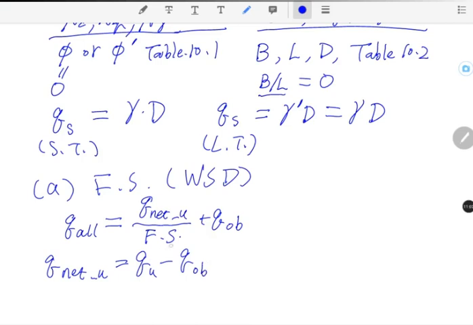QU is the ultimate bearing capacity you calculated from equation 10.1, and Q overburden is equal to QS for this question. Then we can easily find the factor of safety.